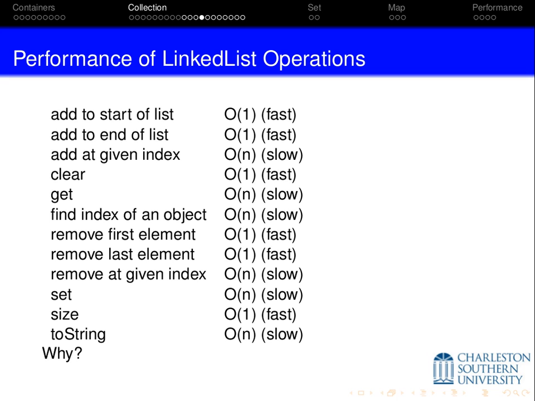So now we have two things that are different. Adding to the beginning of the linked list is fast, but it's slow on get. Array is slow on adding in the front, but fast on get.